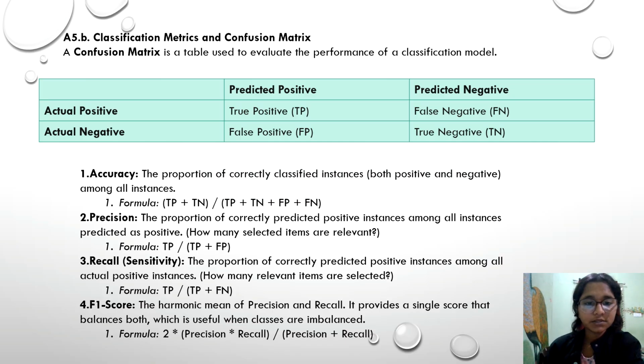Accuracy: the proportion of correctly classified instances among all instances. This is the formula. Precision: the proportion of correctly predicted positive instances among all instances predicted as positive. Here is the formula. Recall, or sensitivity: the proportion of correctly predicted positive instances among all actual positive instances. Here is the formula. F1 score: the harmonic mean of precision and recall. It provides a single score that balances both, which is used when classes are imbalanced, and this is the formula.